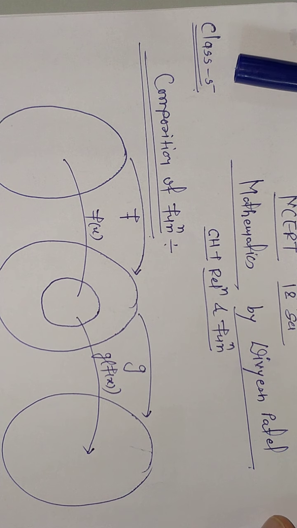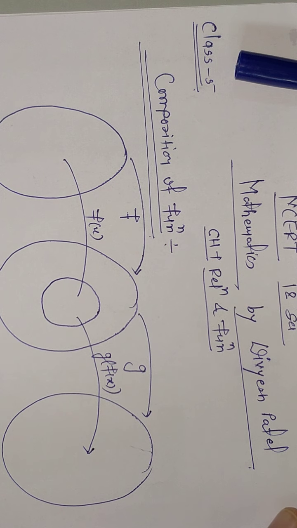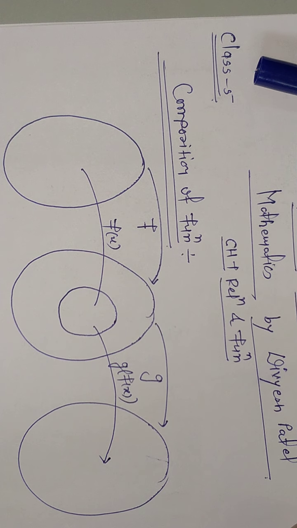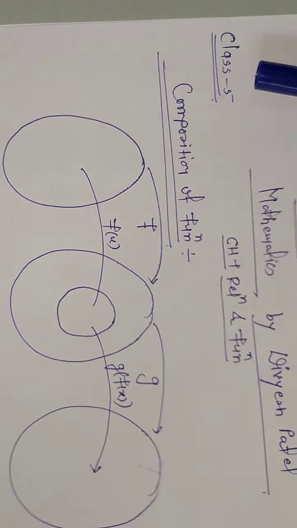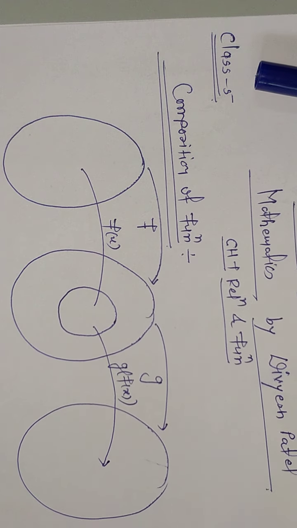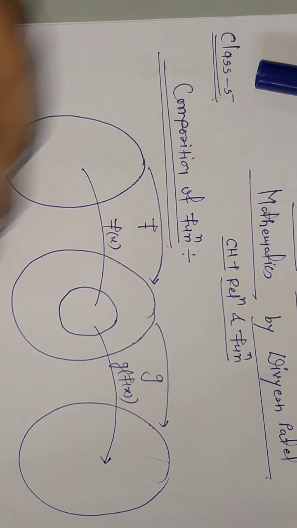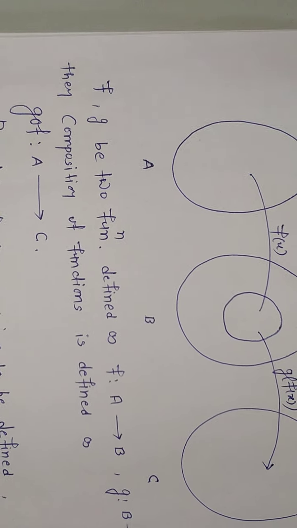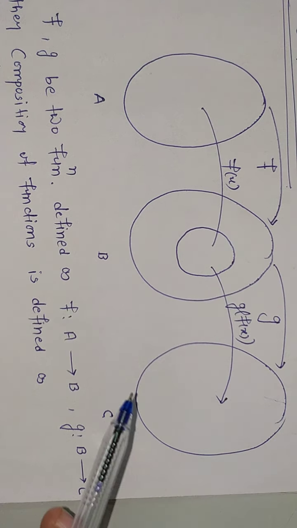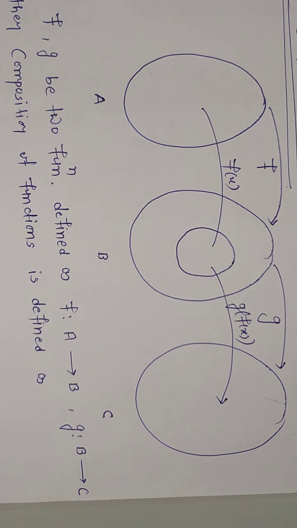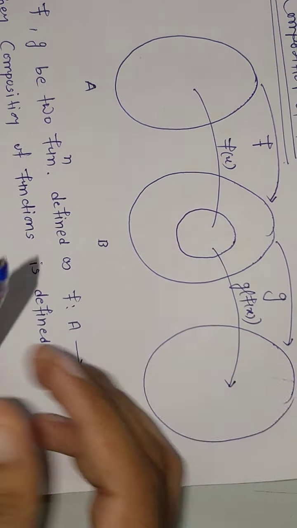Okay, so composition of function. What is the idea of the composition? Composition means we have to merge two functions, but we have to be careful about the range and domain of those two particular functions. Let's say we have two functions f and g, where f is from A to B and g is from B to C.